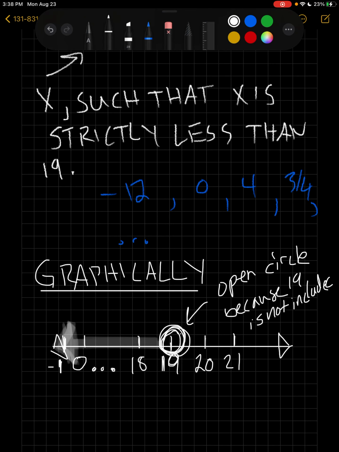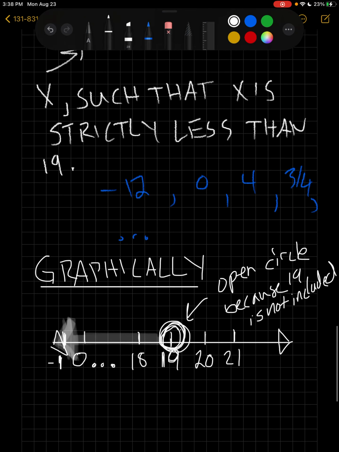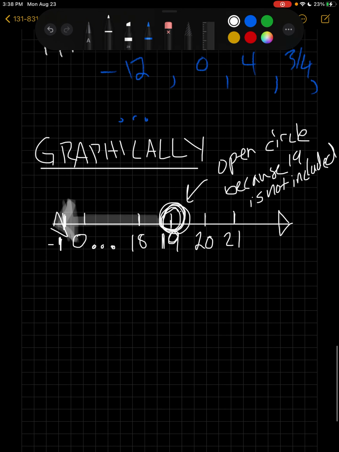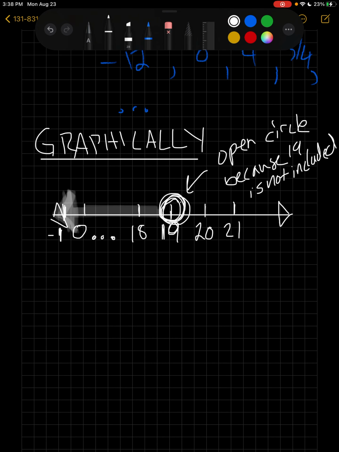Why is 19 not included? Well, I use this example in class. Can you be shorter than yourself? No, you cannot be shorter than yourself. However tall you are, that's how tall you are. So you cannot be less than yourself when you're a number. You could be less than or equal to, but you can't be less than yourself. So to show that 19 is not one of our answers, we use this open circle.